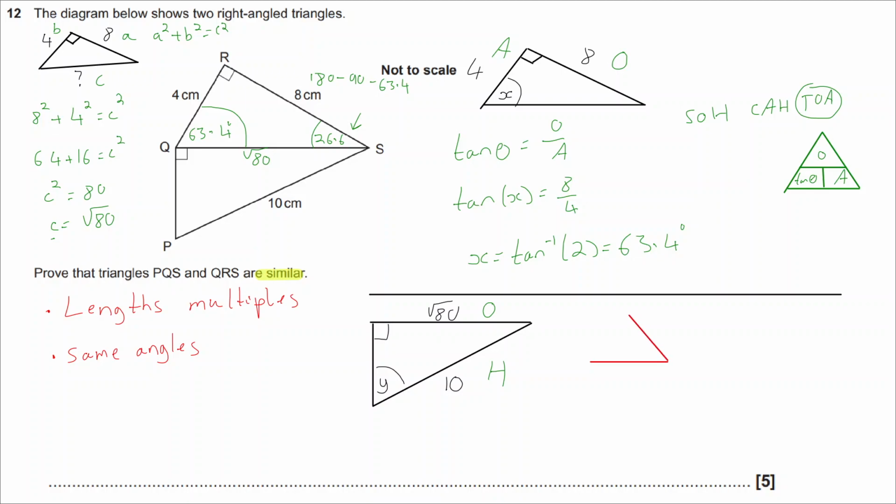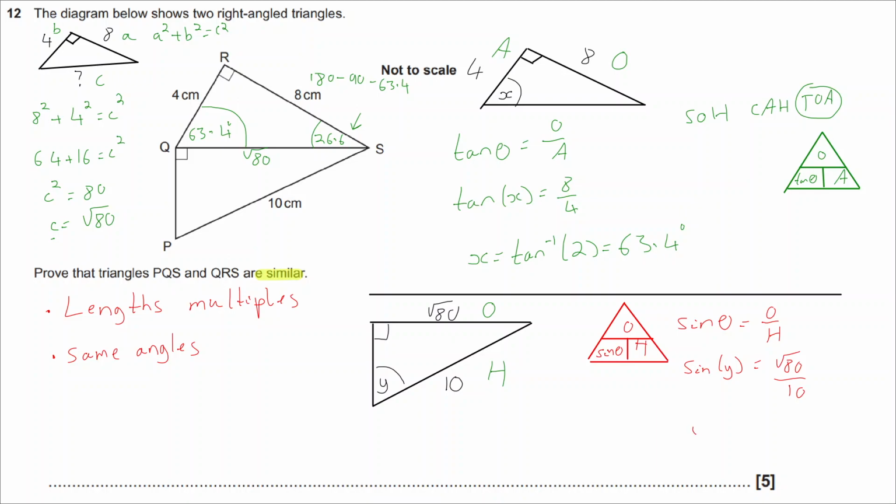Equation triangle. There we go. So the S stands for sine of the angle, O over H. We're trying to get the angle part, so sin of the angle is opposite over hypotenuse. So sin of the angle Y is O, which is root 80 over 10.